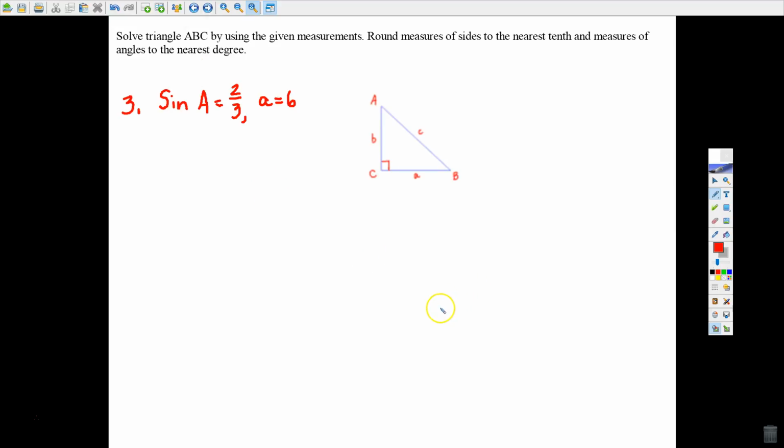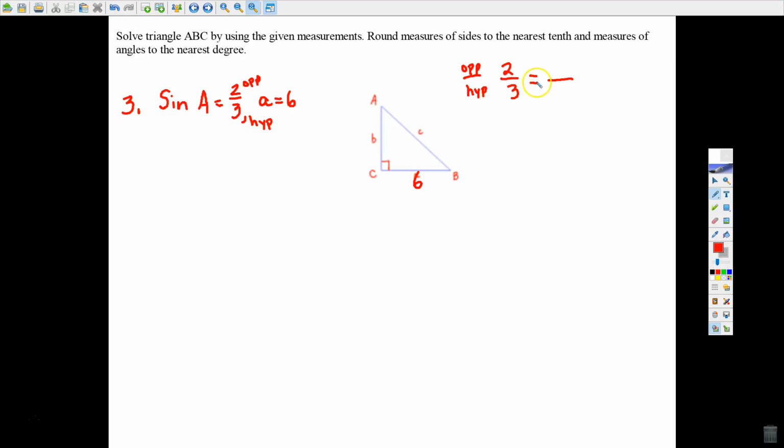Alright, so for number 3, it's a little different because they tell us what side A is measured at. It's measured at 6. And then they give us this ratio for angle A, the sine ratio, which is 2/3. Well, that's kind of interesting because sine is opposite over hypotenuse. And didn't they just tell us that the opposite side was actually 6? So apparently 2/3 represents the reduced fraction of what? Well, let's see. Again, opposite over hypotenuse.